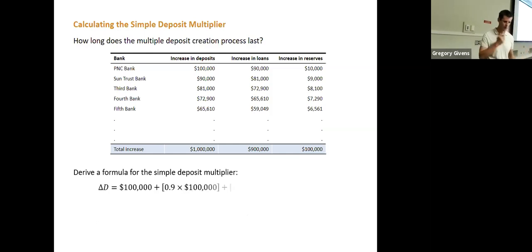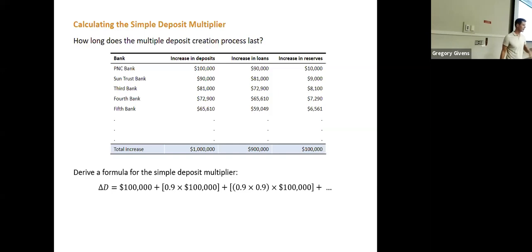Okay? In this example, what was the total change in deposits? So this delta capital D variable refers to the total change in checkable deposits system-wide. Well, what was that equal to? It was 100,000 in deposits at PNC plus 90,000 in deposits at Suntrust. So that's 0.9 times 100,000 plus 81,000 in deposits at a third bank, which is the same as 0.9 squared times 100,000 plus dot, dot, dot. It's an infinite sum, okay?